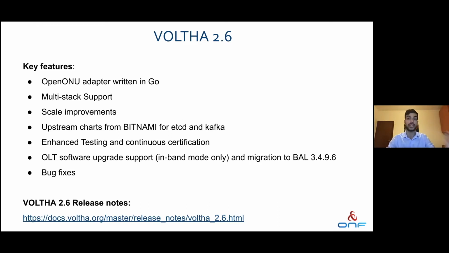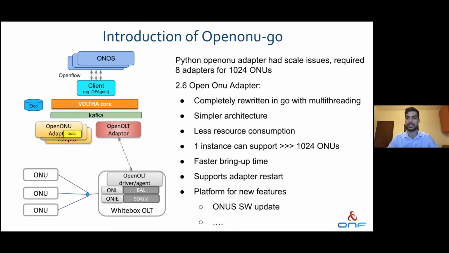Right now, I'll dive into some of the key elements of the Volta 2.6 release and why they were so important and key for the future of the project. One of them, a year-long achievement, is the introduction of the OpenONU Go. During the past year or so, we knew that the Python version of the OpenONU adapter had some shortcomings, especially in multi-threading and performance. It was written in Python, and for example, to achieve the 1,024 ONUs that we said was the target for a single Volta stack, we needed 8 copies of the adapter, which introduced complexity in how to deal with the exact number of ONUs for each adapter.